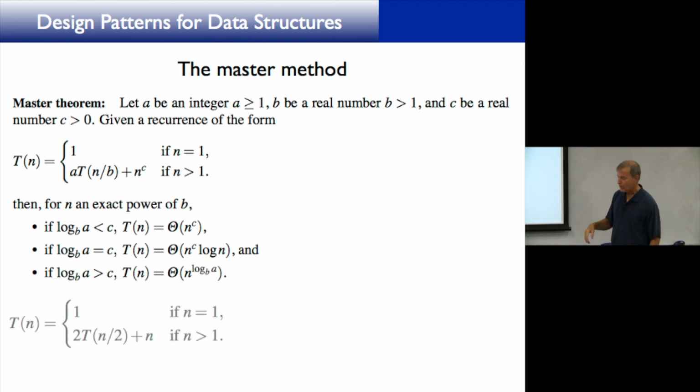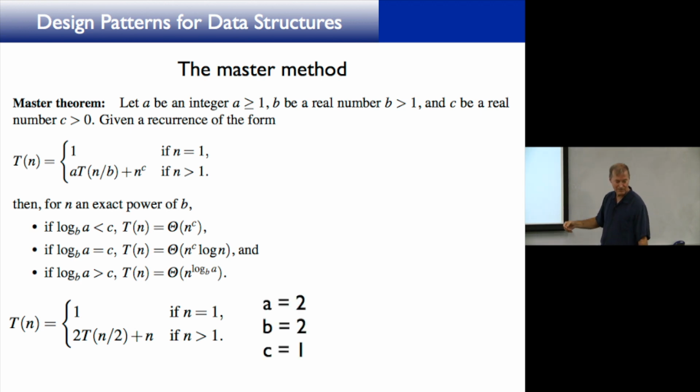So what you do is you have a recurrence, like here's a recurrence. T of n is 1 if n equals 1. It's 2T of n over 2 plus n if n is greater than 1. All you have to do is identify what a, b, and c are, and then plug it in. So what's a? 2. Does everybody see that? b is 2. And what is c? 1. So a is 2, b is 2, c equals 1. And then you just go back and use the cookbook.